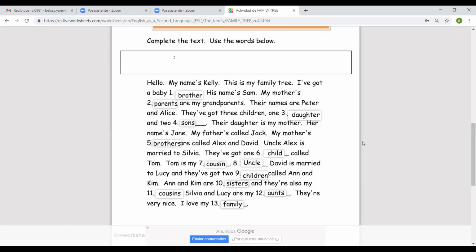Anne and Kim are sisters, and they are also my cousins. Sylvia and Lucy are my aunts. They are very nice. I love my family. Okay. Very good. This is the correct way to complete this. Okay, excellent. So let's now do it.